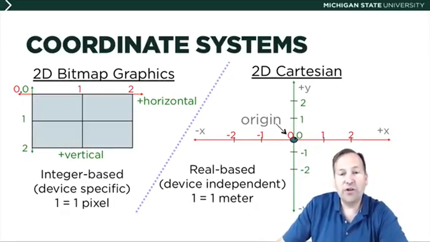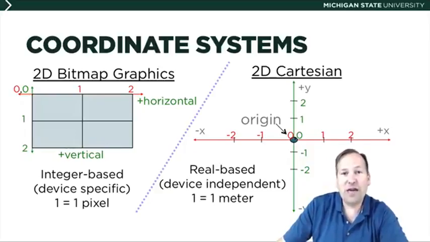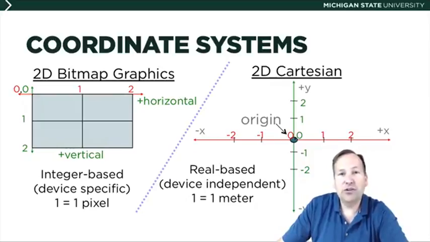This is a real-based or a floating point-based number system, so that between 0 and 1, for example, there's actually an infinite number of positions. So you can go to 0.5, you can go to 0.55, you can go to 0.5555, and so forth. So there's an infinite number of mathematical points between any 2 points, unlike the 2D bitmap coordinate system that we just spoke of a minute ago.